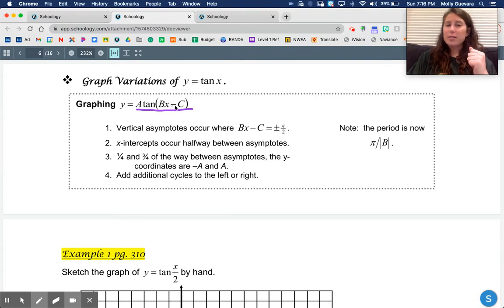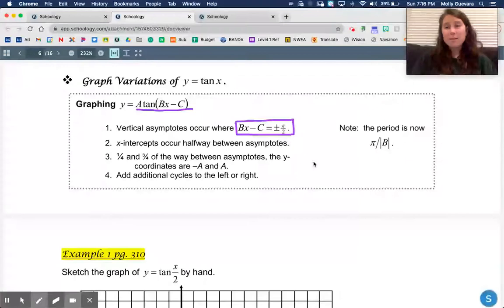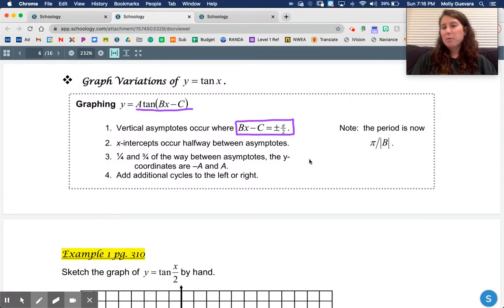So I take whatever's in my parentheses and I set it equal to those two starting points. Just like we did with sine and cosine, where we set it equal to 0 and to 2 pi, it's the same thing. We're setting it equal to negative pi over 2, and to positive pi over 2. So this right here is super helpful. The x-intercept is halfway between the asymptotes. So if you know where the asymptotes are, the x-intercept is going to be right in the middle.